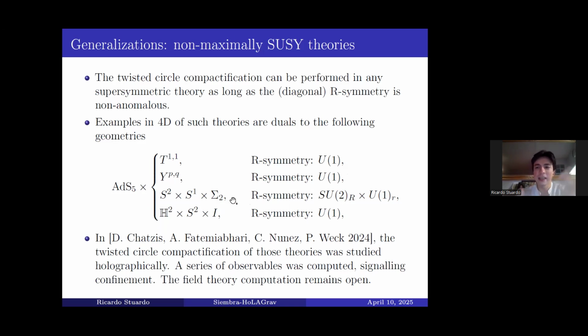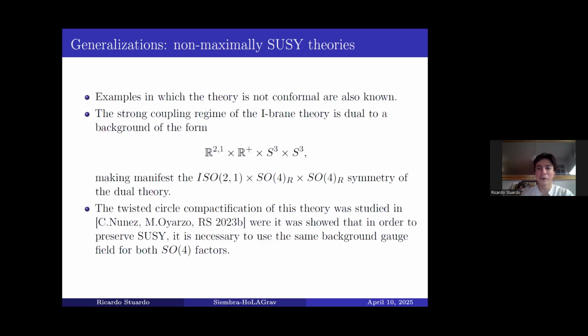So it is possible to do it even when you don't have maximal supersymmetry. And as I said before, you don't even need conformality. So you can have theories which are not maximally SUSY and not necessarily conformal.